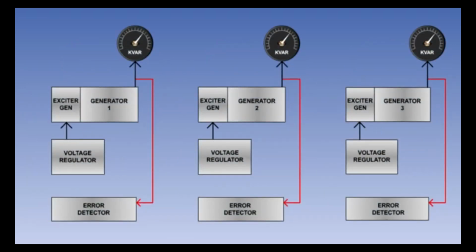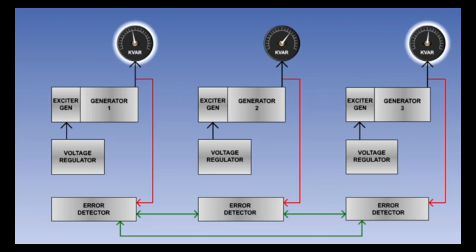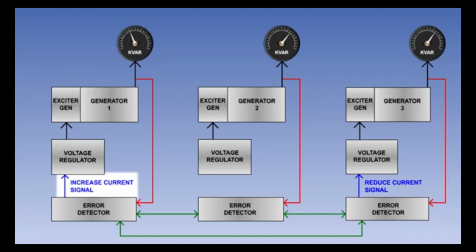Each generator has an error detector, which is monitoring the reactive load being taken by the generator. The error detectors are interlinked. If there is a difference between the parallel generator's reactive loads, then the error detector of the generator with the higher load will signal its voltage regulator to reduce the exciter field current, and thus the generator output voltage, and the error detector of the generator with the lower load will signal its voltage regulator to increase the exciter field current, and thus its generator output voltage.